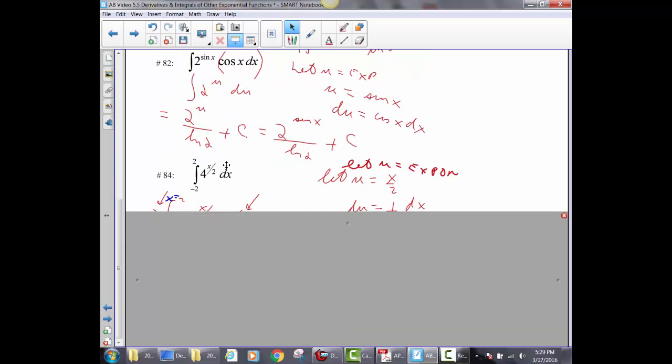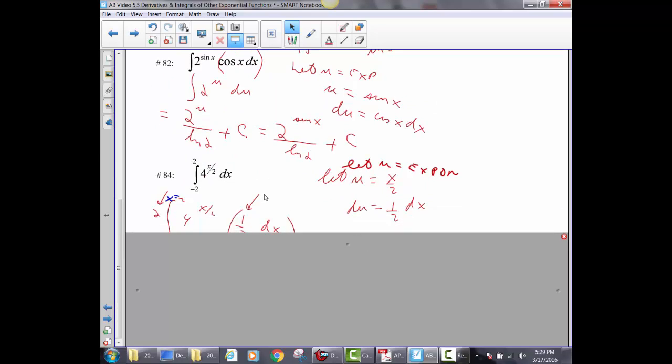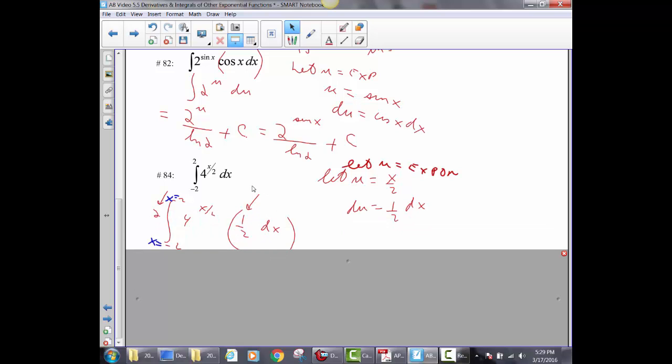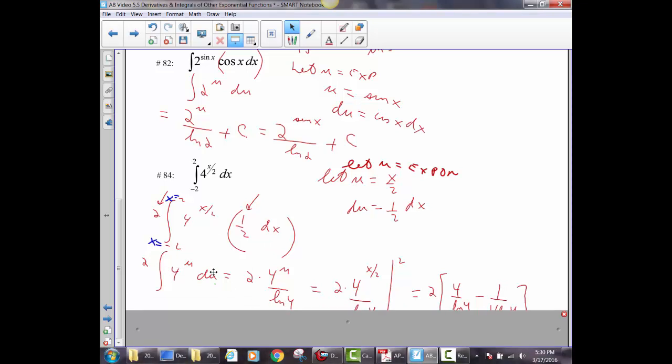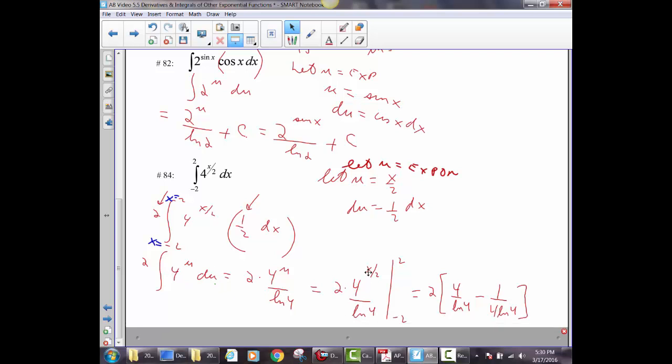Number 84, we're going to let u equal the exponent again. The derivative of that is 1/2 dx, so I have to introduce the half, counteract by multiplying by 2 over 1. Now I'm going to integrate, so I have 2 times the integral of 4 to the u du, which is 4 to the u over ln 4. Which will give you 2 times 4 to the x over 2.